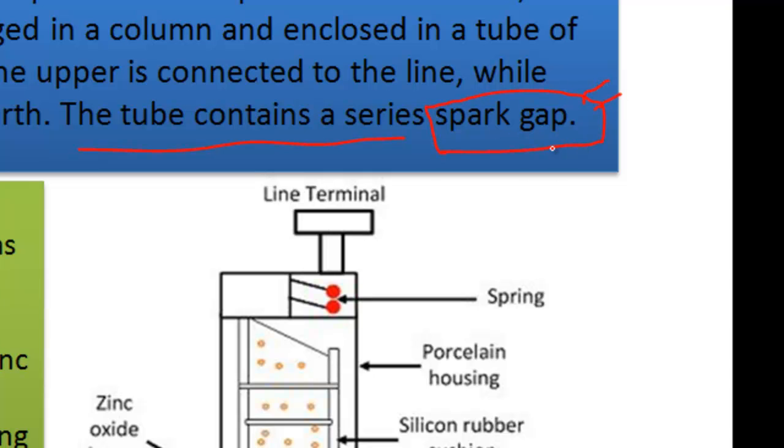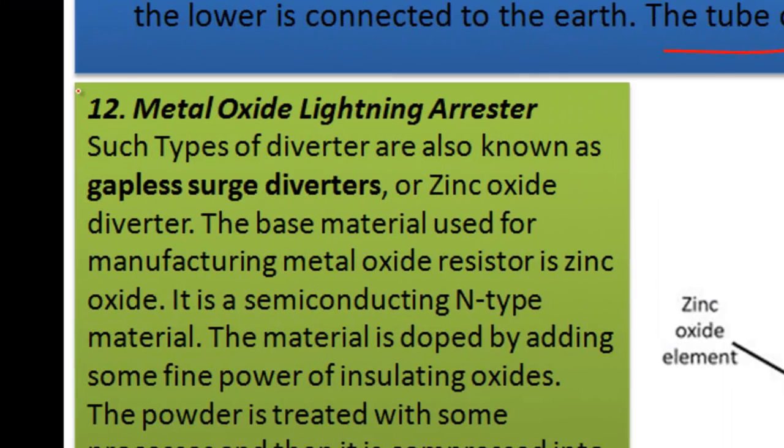We also have a spark gap type oxide film arrestor. The function is almost the same. When there is a transient or a lightning hit over that device, it will capture and suppress the lightning. Now the last one is very important, the metal oxide lightning arrestor.